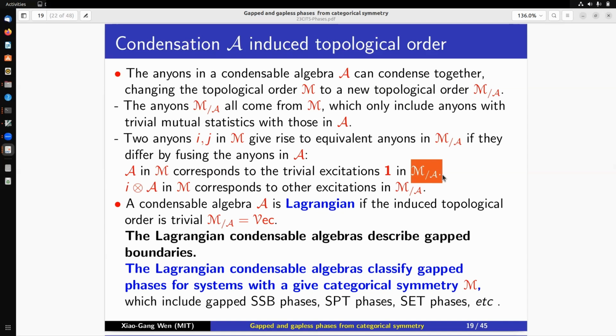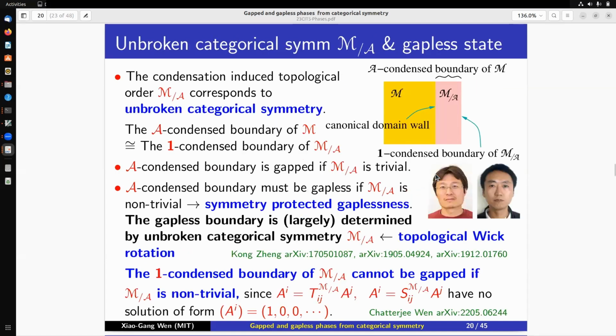Okay. So we say that if M/A is non-trivial, the boundary must be gapless. This is the statement. That means M/A describes unbroken categorical symmetry. Remember, M describes the categorical symmetry, and M/A describes the unbroken one after condensation. If the unbroken categorical symmetry is non-trivial, then the state must be gapless. So this corresponds to a generalized understanding of how symmetry protects gaplessness.